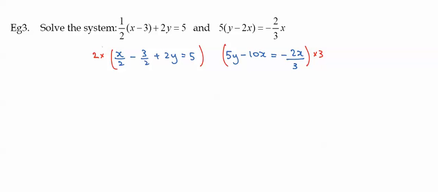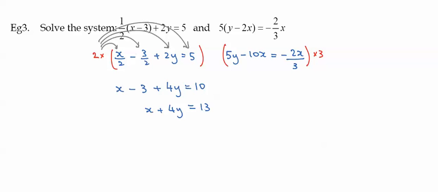When we make everything 2 times bigger for the first one, the denominator will now be gone. It will be x, it will be 3, and then 4y, and then 10. For the ones that come with a denominator, it will cancel out with the 2 times. And for the terms that don't have a denominator, you will actually multiply it by 2. And this will give us x plus y equals 13. Grouping the like terms together.